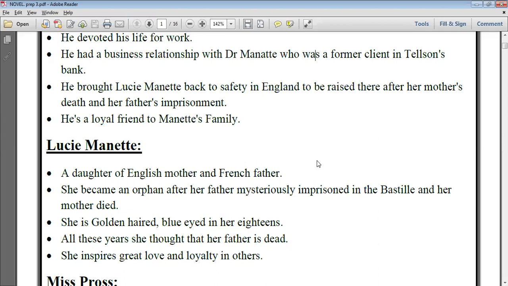So, Lucie Manet again is a daughter of an English mother and a French father. She became an orphan after her father was mysteriously imprisoned in the Bastille and her mother died. She has golden hair and blue eyes. She's in her 18s. All these years, she thought that her father was dead. She inspires great love and loyalty in others.